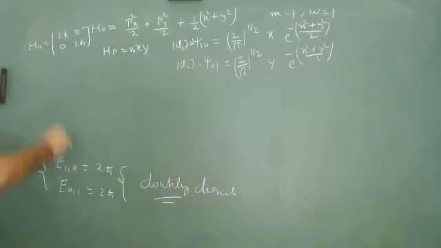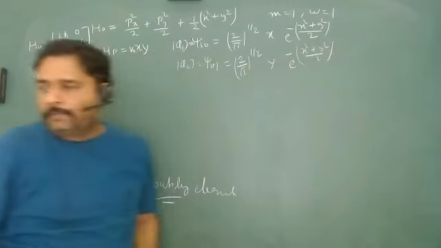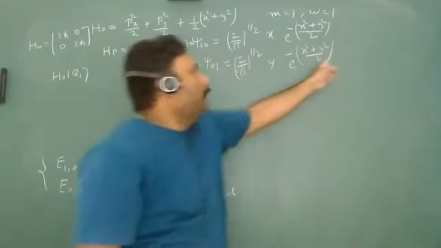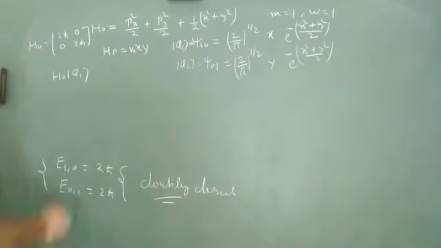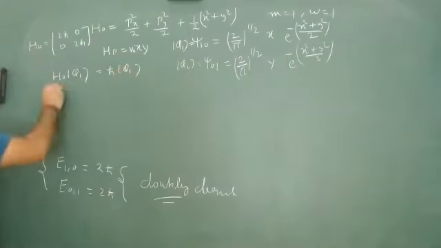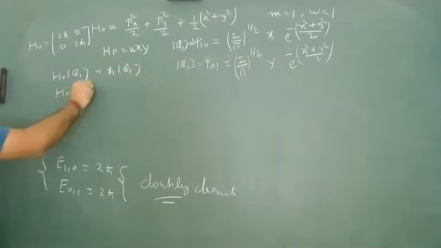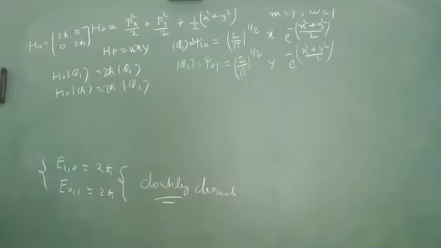You will operate H naught here. H naught on phi 1. What is the energy eigenvalue associated with this? H cut, because omega is 1. What is the energy eigenvalue associated with this? It is h cut, because omega is 1. So you have H naught phi 1 equal to h cut phi 1, and H naught phi 2 equal to h cut, sorry, 2h cut phi 2. So you can get this matrix, and this matrix is what? H naught D.